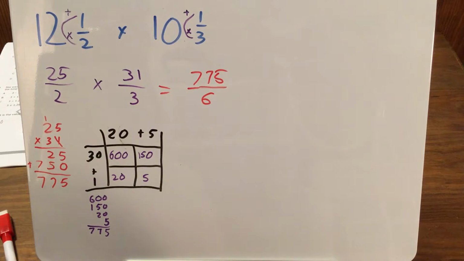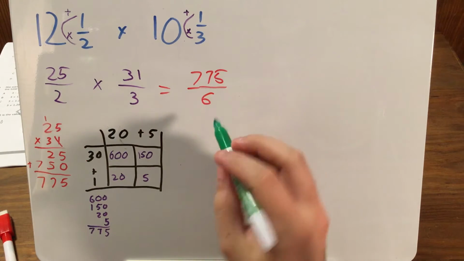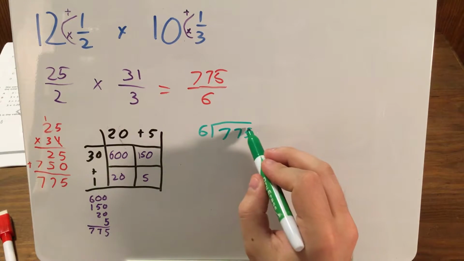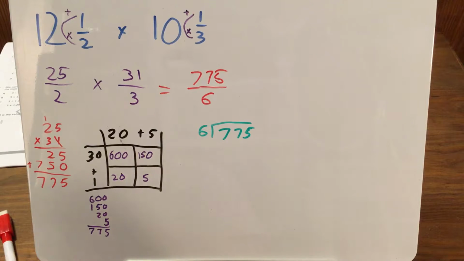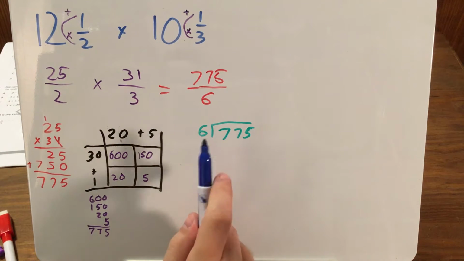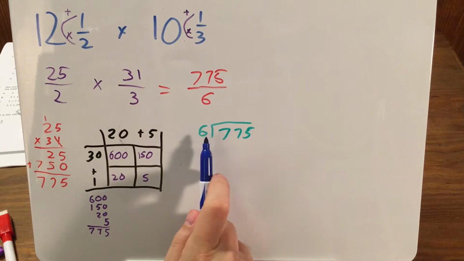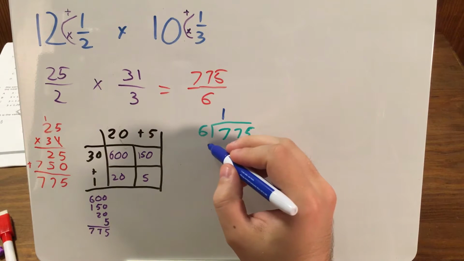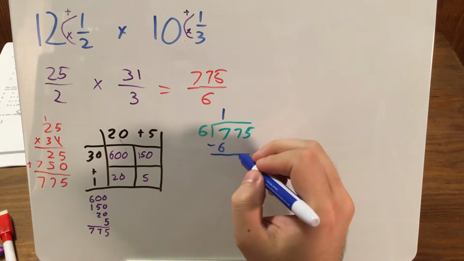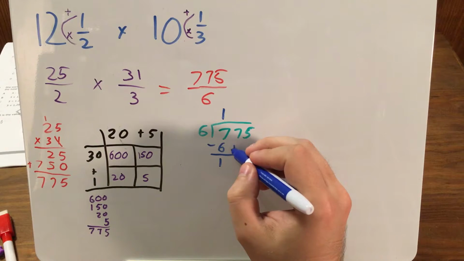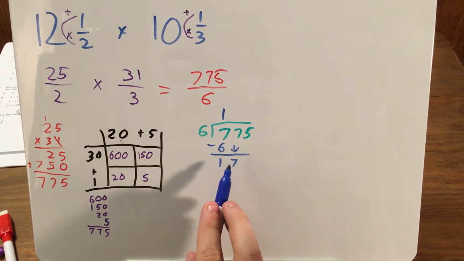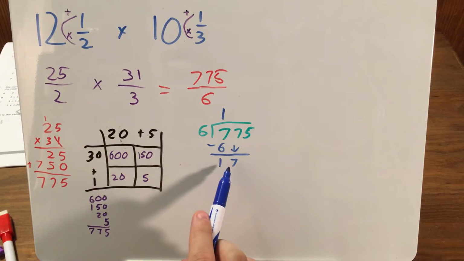Our new improper fraction is 775 over 6, and now I have to turn that into a division problem. So now I have 775 divided by 6. First thing I'm going to do is look at my hundreds digit and see how many times 6 goes into 7. 6 goes into 7 one time, so I'm going to take out that 6. 7 minus 6 is 1. And now I'm going to bring down my 7 because this represents the number of tens that I have left over now.